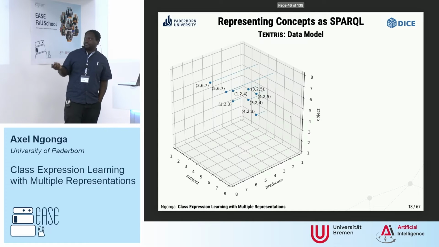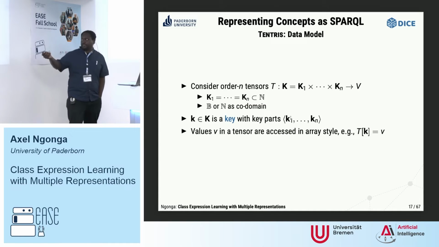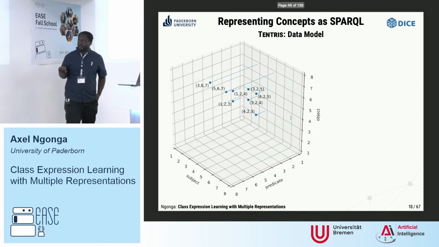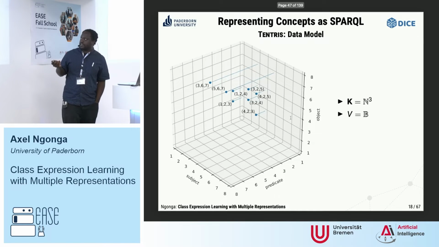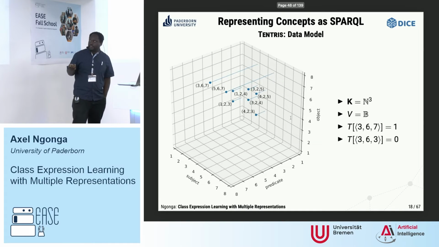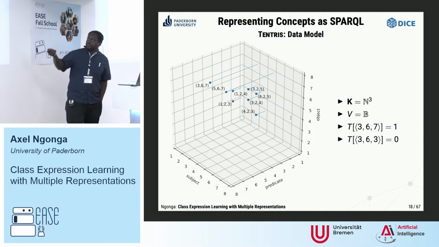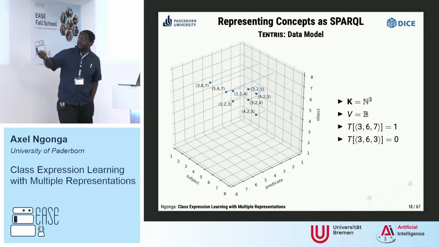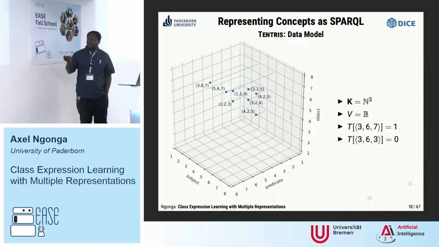And we can access such a tensor simply in array style. So when I write T of k this way, I basically mean the entry at position k within the tensor. So in this example, K is N to the 3, V is the Boolean space, and T of 3, 6, 7, because it is found in our tensor somewhere, will be equal to 1, while T of 3, 6, 3 will be equal to 0.